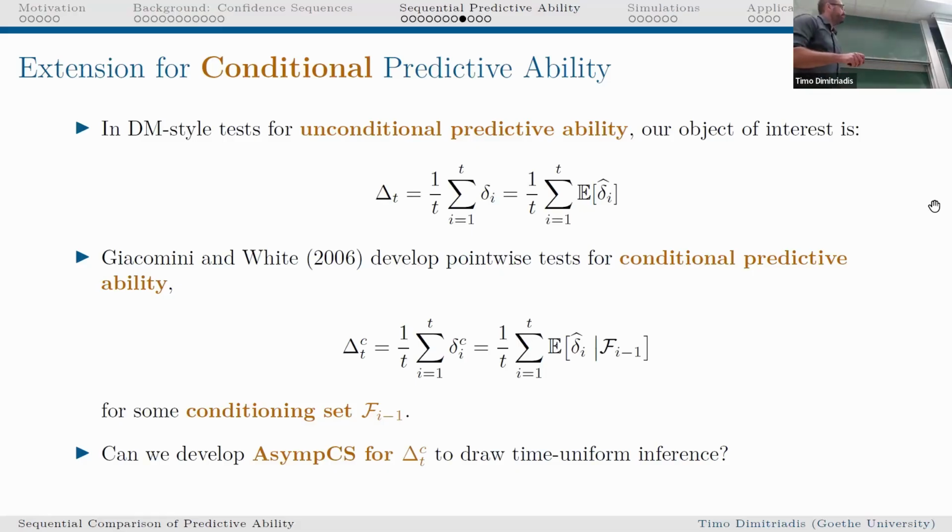Our object so far was simply the expectation of our empirical loss differences averaged over time, that delta t. Now what we use in conditional predictability is a delta t c, for conditional, and that's the average over all these delta t's, however, conditioned on some past information F t minus 1. So you condition on an information set that's known when the forecaster was issuing his or her forecast. All right. So can we also develop asymptotic confidence sequences for that?